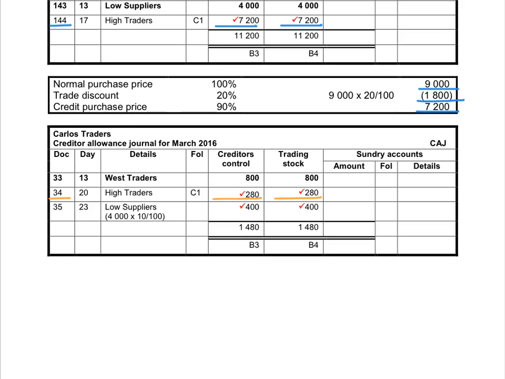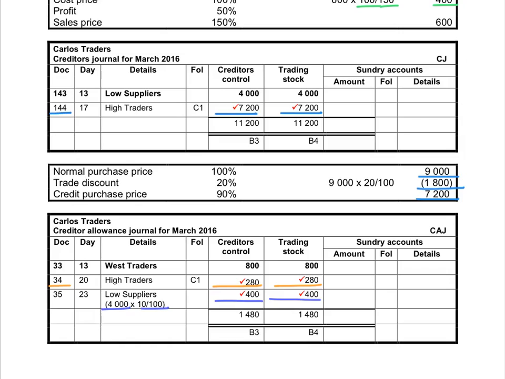The purchases was 4,000. 10% on that will give me 400 Rand, so it means that I will decrease my creditors with 400, and I will reduce the value of my trading stock with 400 Rand. If you look at the Creditors Journal, you will see that we bought goods on the 13th from low suppliers for 4,000. That is the amount that we use here to determine what is the 10% that we received a credit note for.